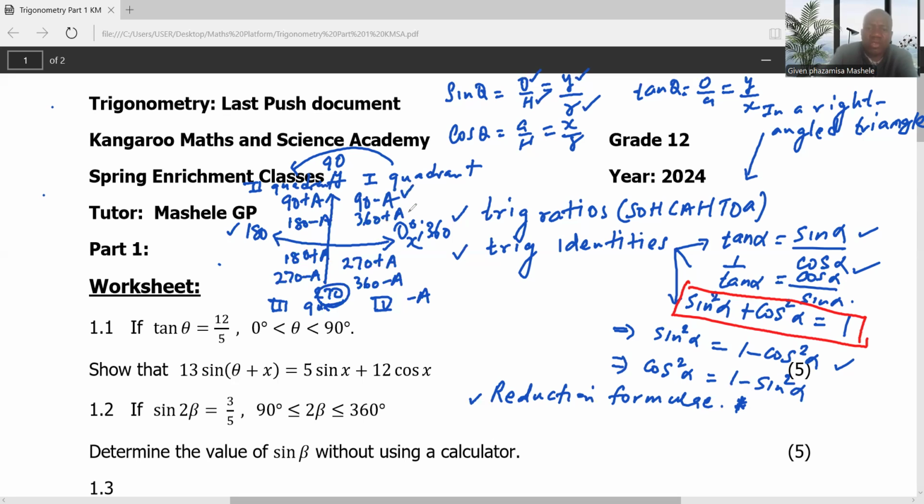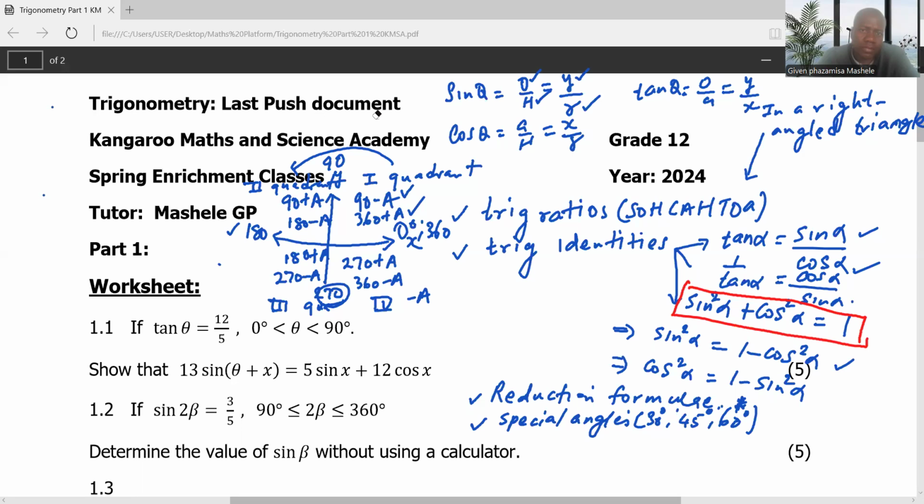So it's very important to know this reduction formulae. It's very, very important to know this. And this reduction formula usually goes with the special angles. Special angle of 30 degrees, special angle of 45, and special angle of 60. Usually we use these special angles when we are asked to evaluate something or simplify without using a calculator. So it's very important for one to be able to know these things.